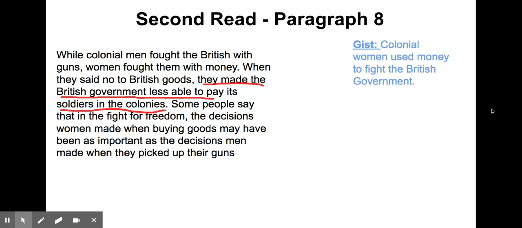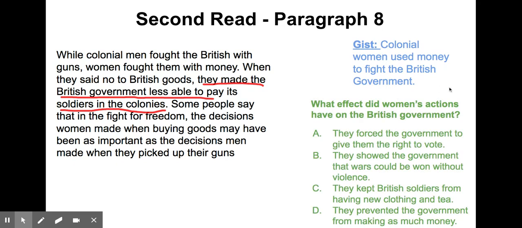Colonial women used money to fight the British. Yes, again, this is talking about how women hurt them the most, and how they hurt them the most was, of course, when they withheld money. Your gist should include what this is mostly about.